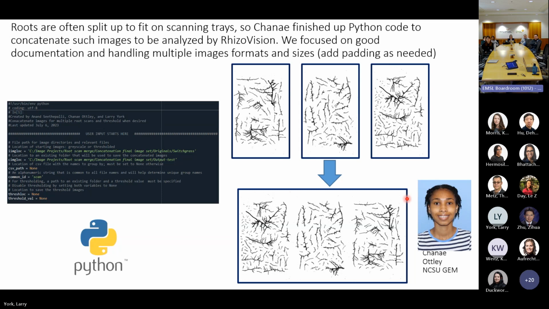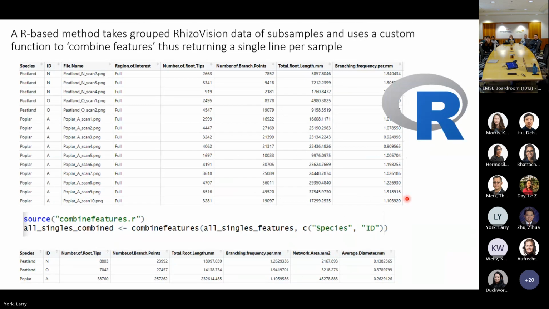One way is to concatenate the images. You just make one giant image, and then you can run that through RhizoVision. That works just fine, but requires a Python script. The other way is an R-based method. What I'm trying to show here is that we have the ID here: NNN means it's the same sample, so you have NNN, OOO, then all A's. Those letters are how the images should group. These were individually run through RhizoVision, so each row is for one of the subsamples.